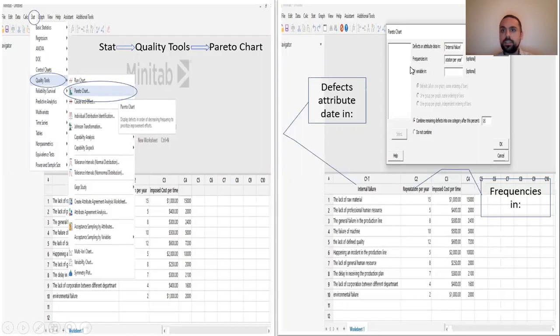And after that, in frequencies in, we should specify which variable we want to involve in this chart. For instance, the first time, I want to draw this chart according to the repetition of the failure per year. So I select repetition per year in frequencies in. Please pay attention that at first, we have a list of the variables and columns here. When we click in each of these parts, we can select them.